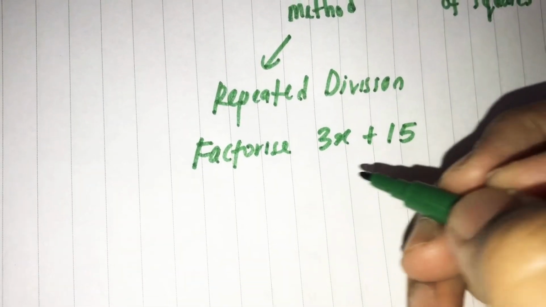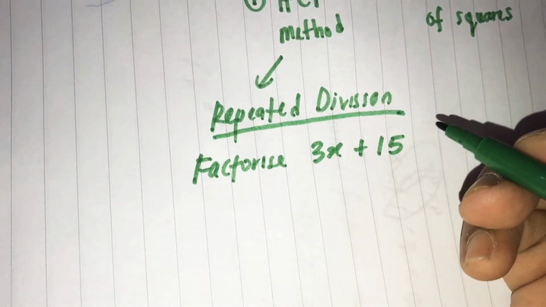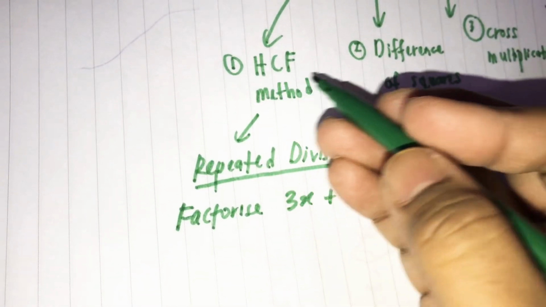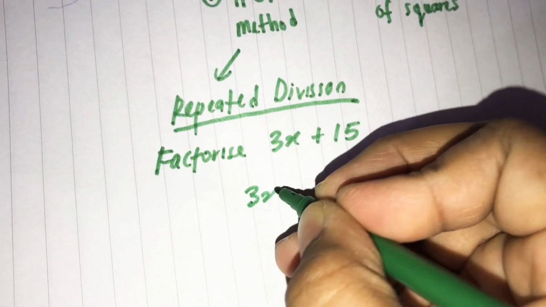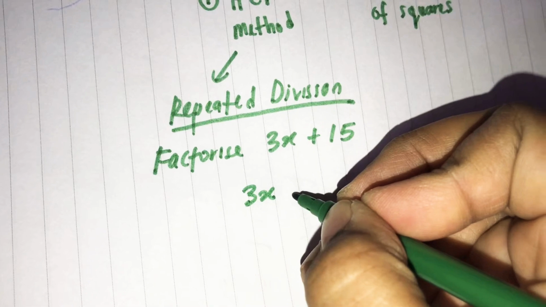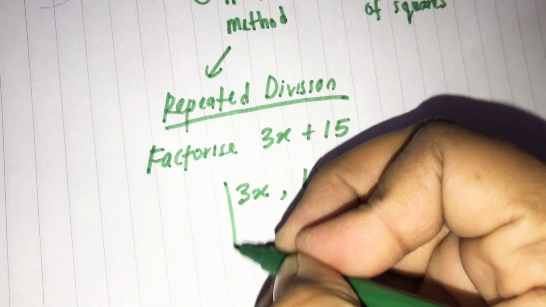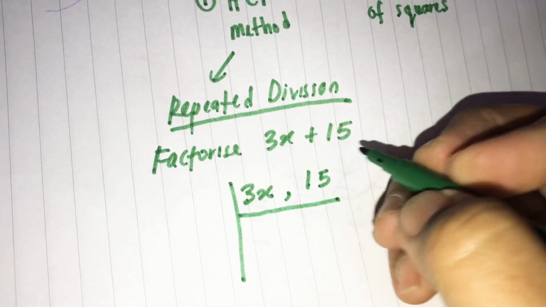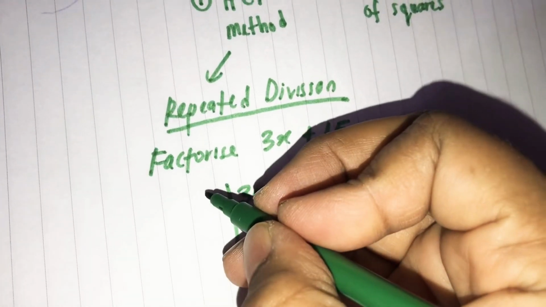Okay, now to factorize this one, we use repeated division to find the highest common factor, HCF. So write like this: 3x, you ignore the plus, you just write a comma, 15, and then you divide. Start with the number 3.